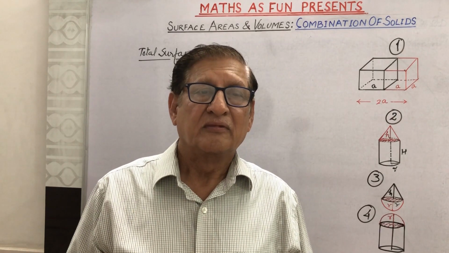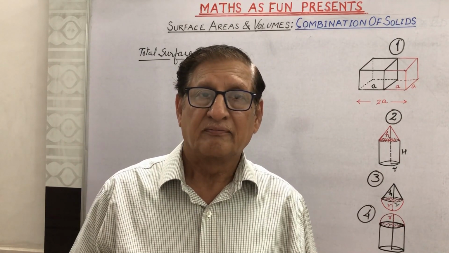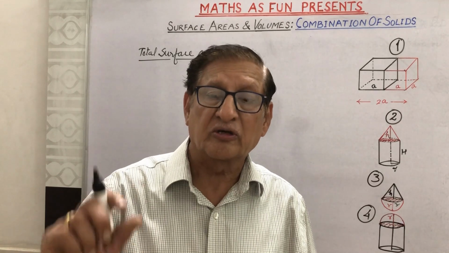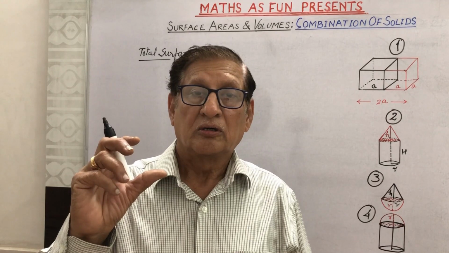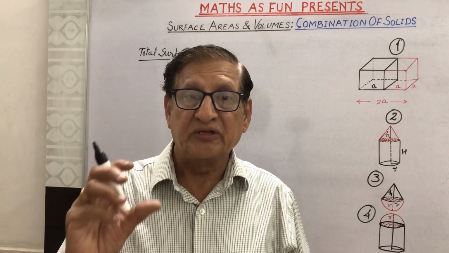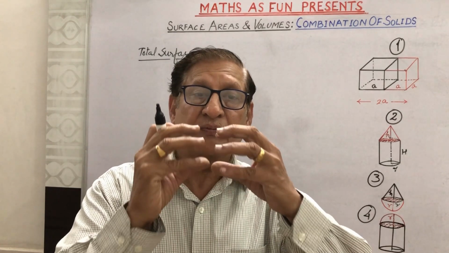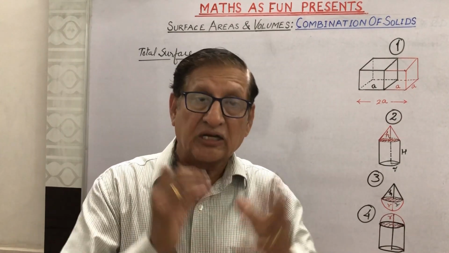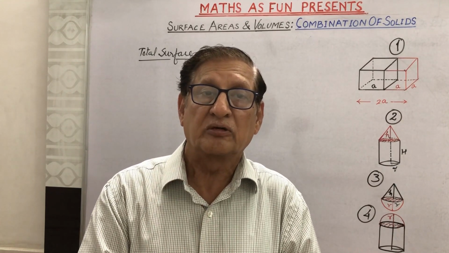Hello everyone. In this video we will learn about the combination of solids. Combination of solids means if we combine or attach two different objects, two different solids, with one another, and that is by joining one of their faces. Then how to find out their total surface area and volume we will be learning in this particular video.